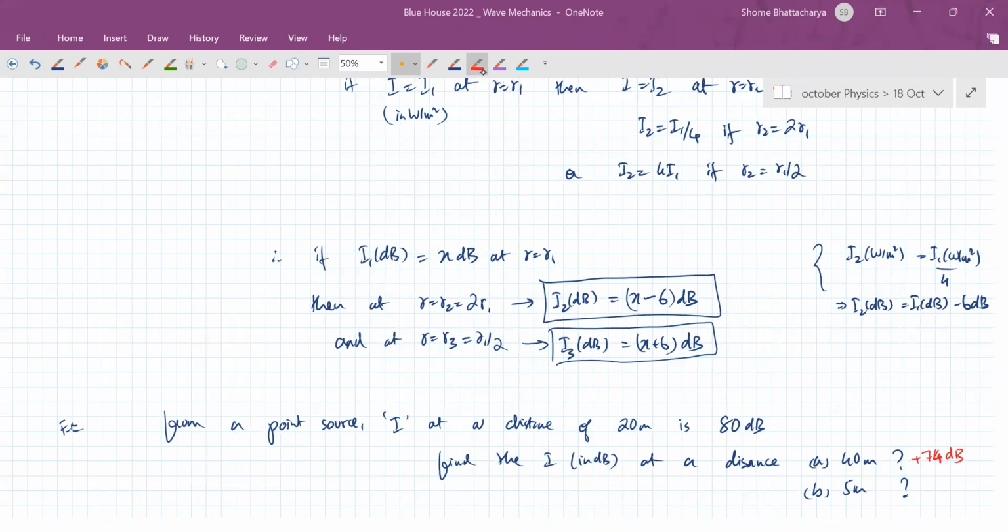Whereas when I'm reducing the distance to 5 meters, I'm reducing the distance by a factor of 1/4. So the intensity will increase by a factor of 16. That is 2 to the power 4, so it's 3, 3, 3, 3. There will be a 12 decibel rise. So 92 decibels should be the sound. I will demonstrate in a moment how I've done the calculation mentally like this.